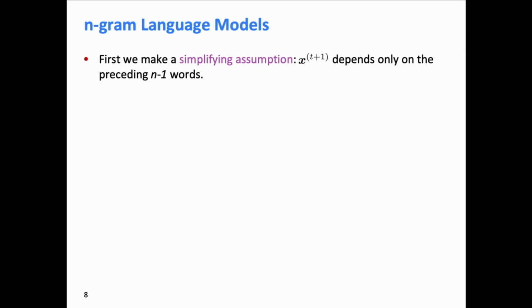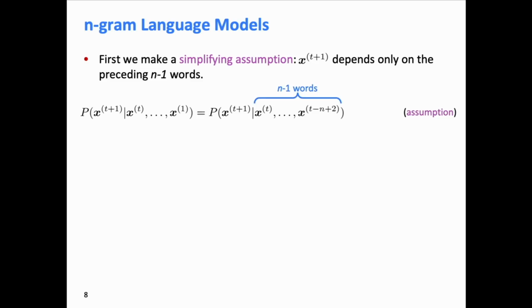Here's some more detail. To make an n-gram language model, first you need to make a simplifying assumption, and this is your assumption. You say that the next word, x_{t+1}, depends only on the preceding n minus 1 words. So what we're assuming is that the conditional probability of x_{t+1} given all of the words so far, we're just going to simplify that and say it only depends on the last n minus 1 words, and that's our assumption.